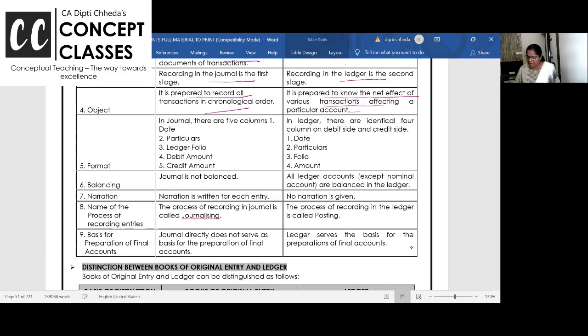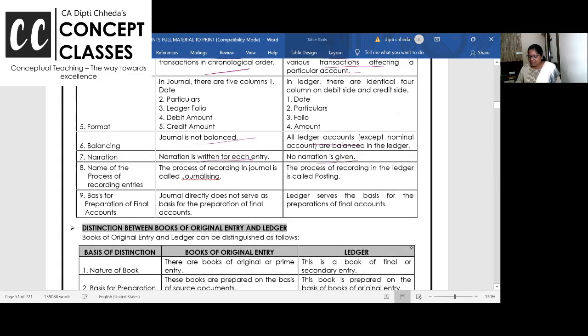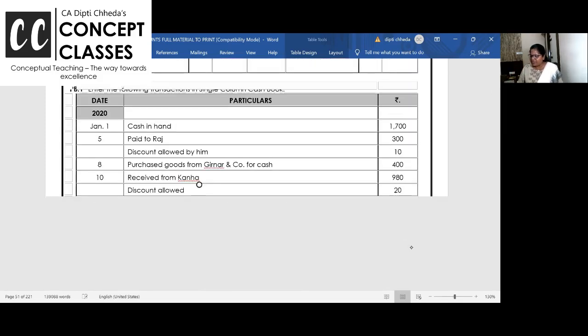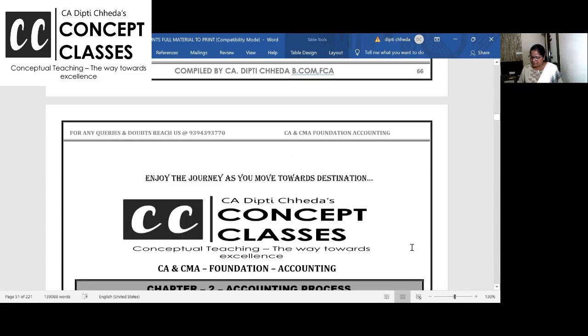All the transactions are given effect for a particular account. What is the format? Journal cannot be balanced. It's just writing. Purchase to party, sales to this and all. Ledger accounts you balance. In the journal, you write narration, no? In the ledger, you don't write narration. The process of recording the journal entry is journalizing. The process of posting the journal entry in the ledger, recording the entry in the ledger, is called posting, ledger posting.